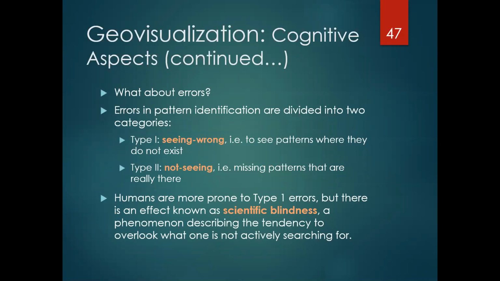And there are two types of errors, right? The first one is saying patterns exist where they do not exist. And type 2 is not saying the pattern is there, so people are missing patterns that are really there. The type 1 error is more common, but the type 2 error also exists, and it is also known as what? Scientific blindness. The pattern is there, but for some reason you cannot see it.